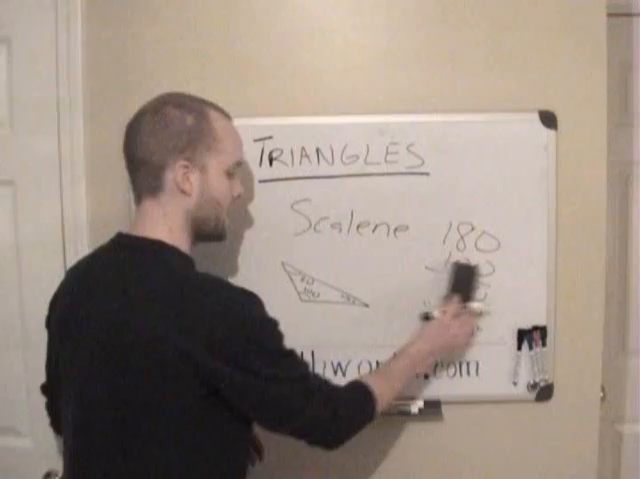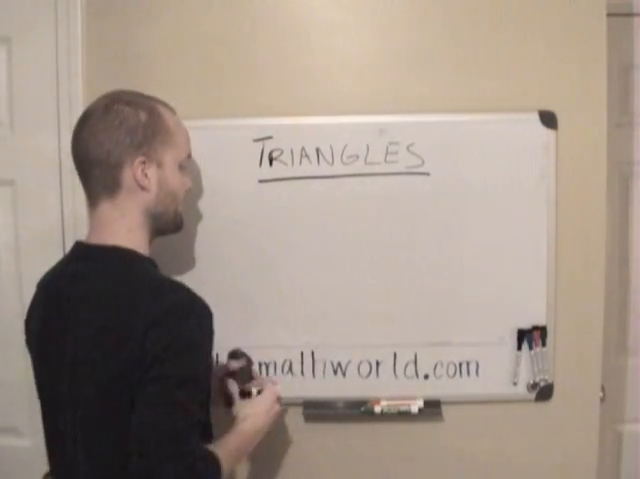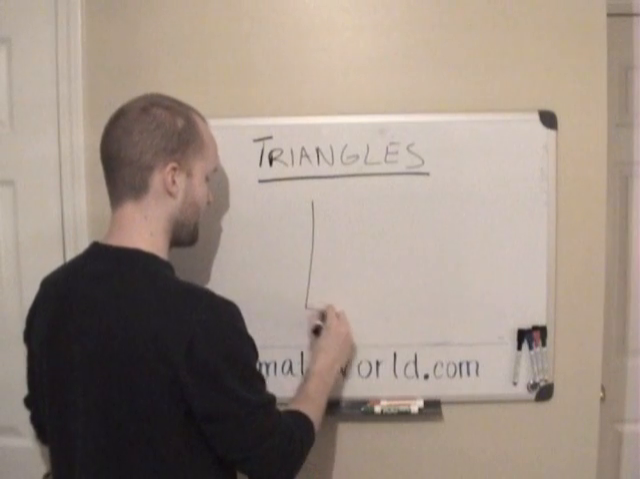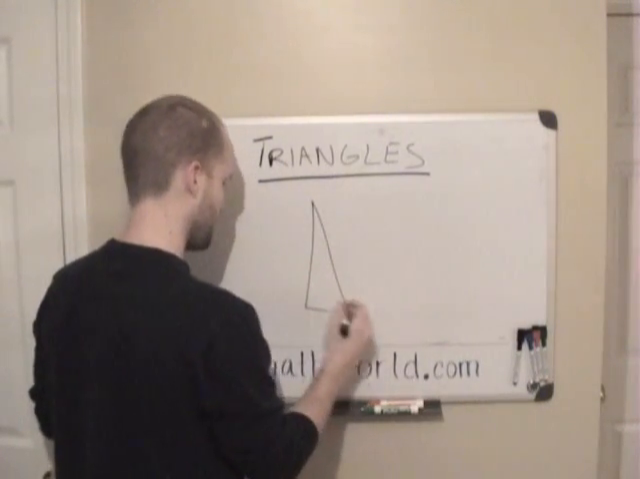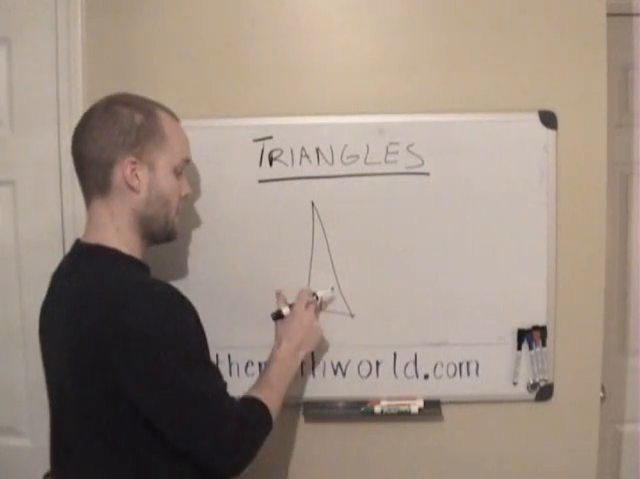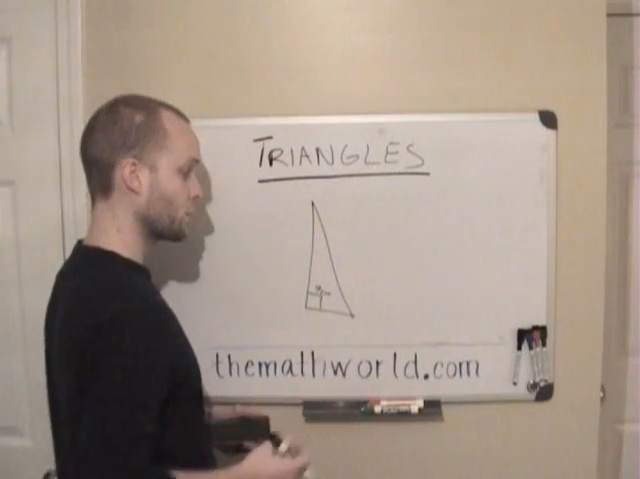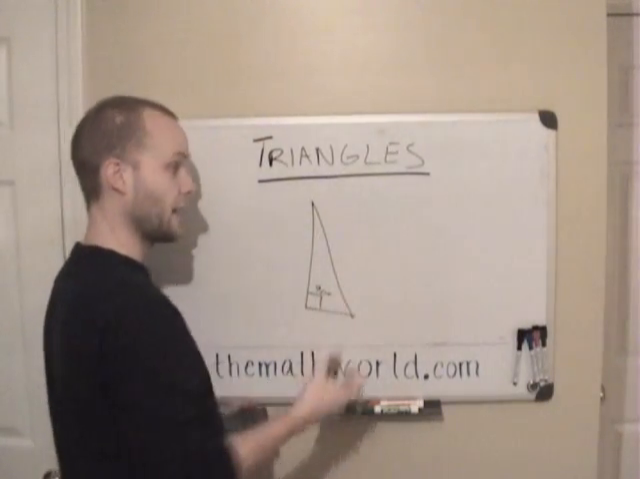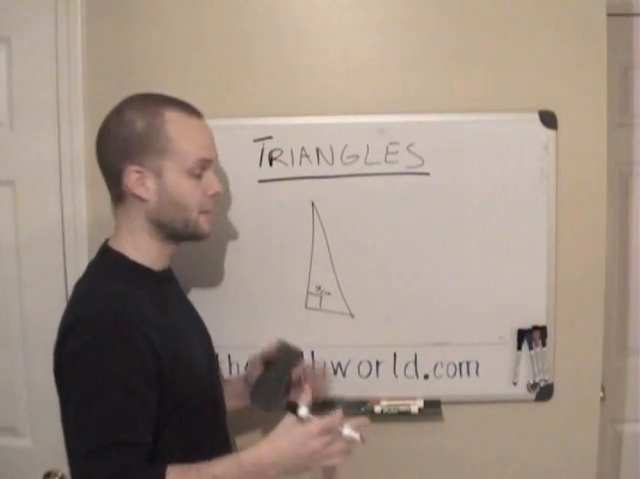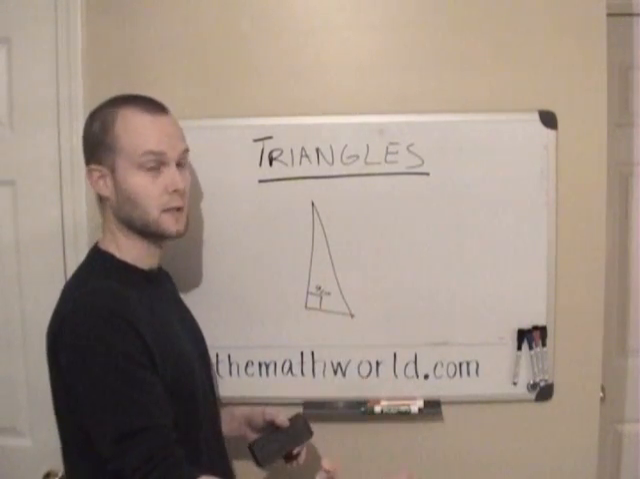And so scalene also can be a right triangle. So let's say we have this triangle right here. Again, none of the sides are the same, and this is a right triangle, so we know that this is 90 degrees. So a right triangle can be scalene or it can be isosceles, either one, but it can't be equilateral, because in an equilateral all the angles are 60 degrees.